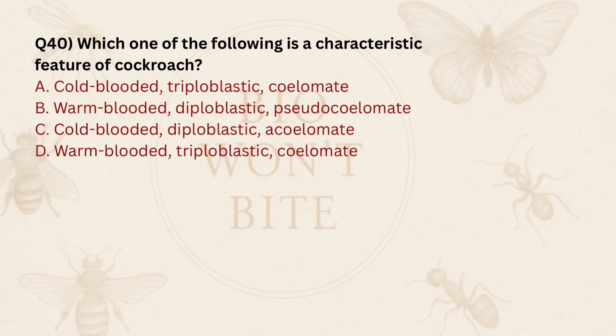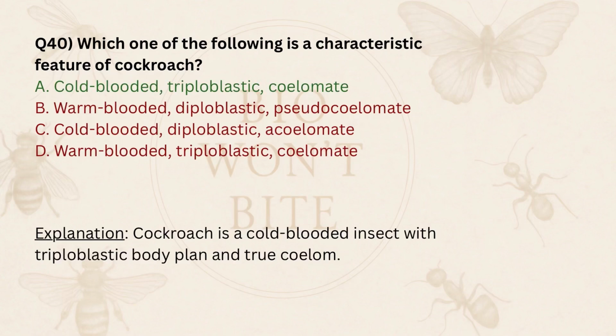Moving on to the last question. Which one of the following is characteristic feature of cockroach? The correct answer is option A, cold-blooded, triploblastic and coelomate. Cockroaches are cold-blooded insects. They have 3 germ layers, triploblastic and a true coelom, making them coelomates.